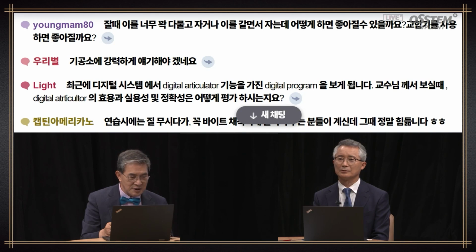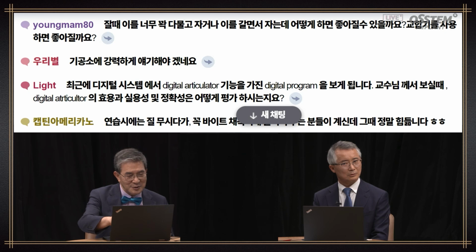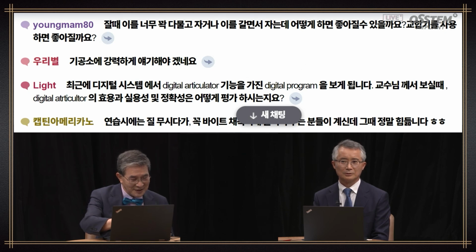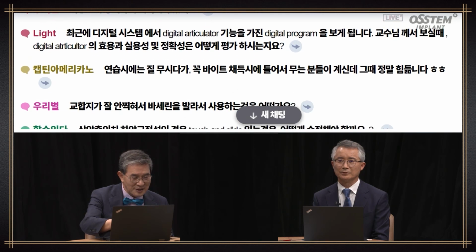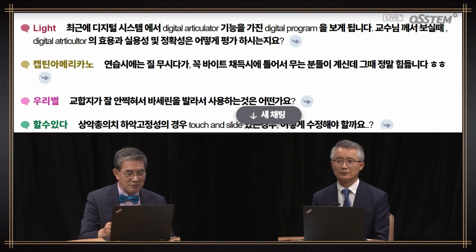Young Mom 80, if the patient has a habit of biting down strong or grinding during sleeping, how can I improve the situation? Should I use the articulator here? I think this is slightly off topic. This is not about the denture.